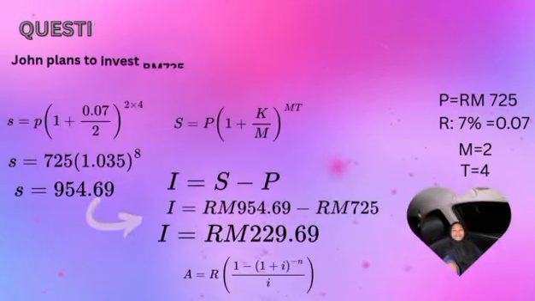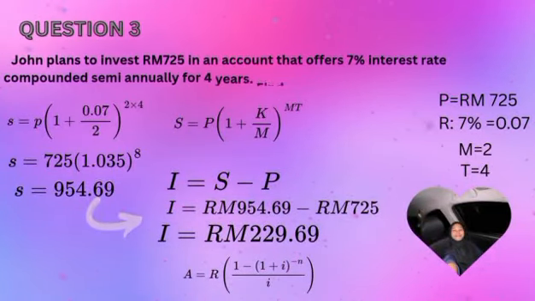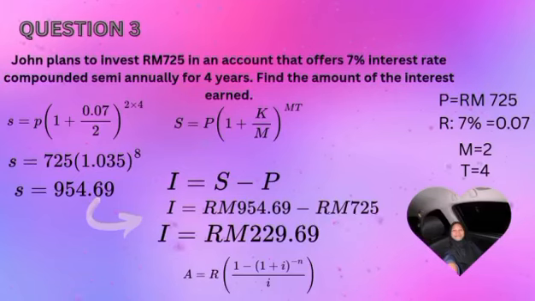Now let's talk about question 2. John plans to invest 725 ringgit in an account that offers 7% interest rate compounded semi-annually for 4 years. Find the amount of the interest earned.